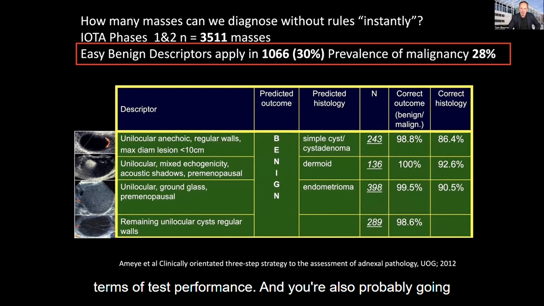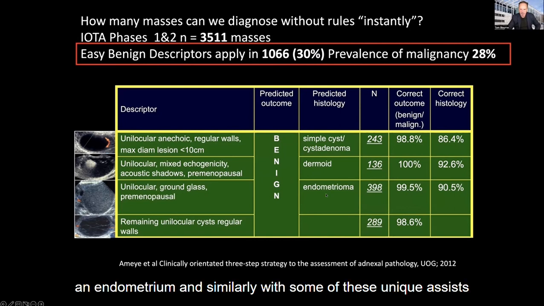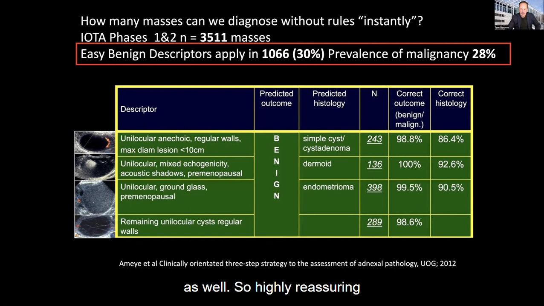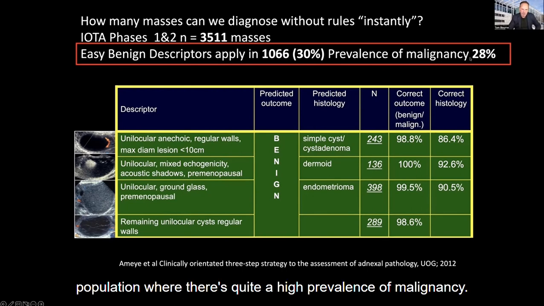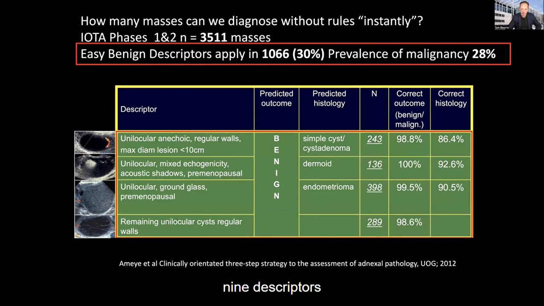good in terms of test performance, and you're also probably going to get the correct histology as well in most cases. In other words, if it looks like a classic dermoid, the descriptors apply, then it is going to be a dermoid, similarly with an endometrioma, and similarly with some of these unilocular cysts as well. So highly reassuring, and in this population, we could apply these descriptors in 30% of cases in a population where there's quite a high prevalence of malignancy. So in general, you're going to be able to figure out about 1/3 of the masses by applying benign descriptors.